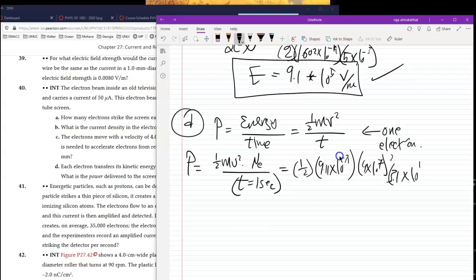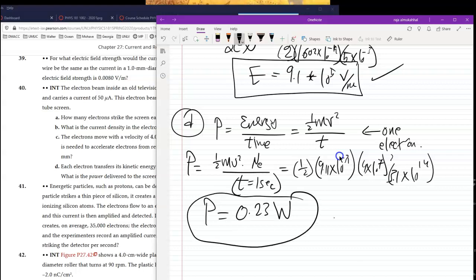3.1 times 10 to the 14, and then we calculate all that. So the power delivered is equal to, if you do all that calculation, 0.23 watt. Got it? This is the toughest part, it's not very tough, but you want to pay attention to how it was calculated. And it's all based on the concept that the power is energy over time.